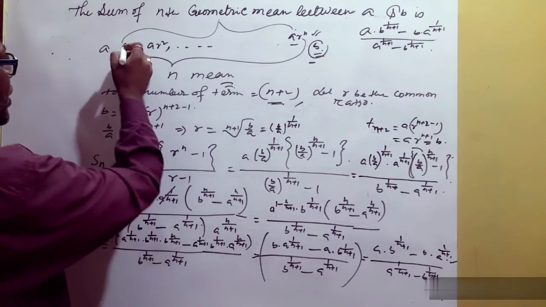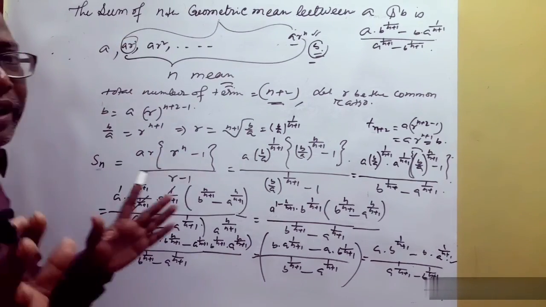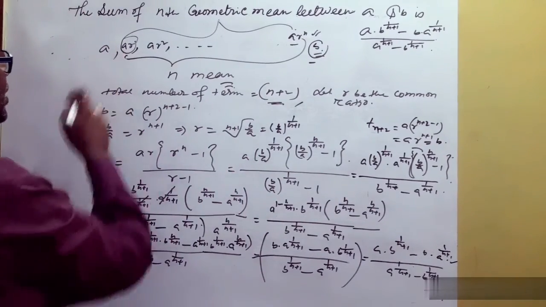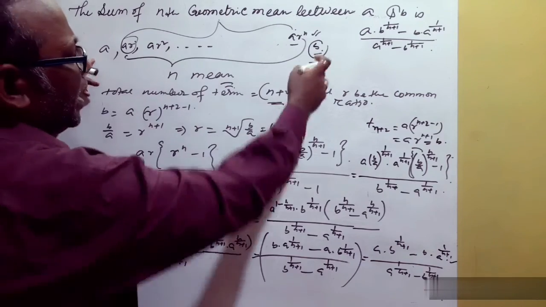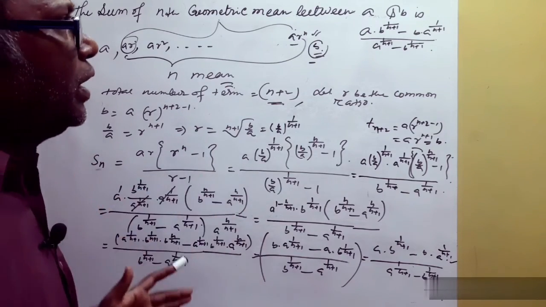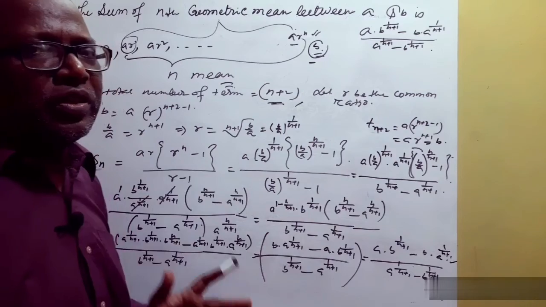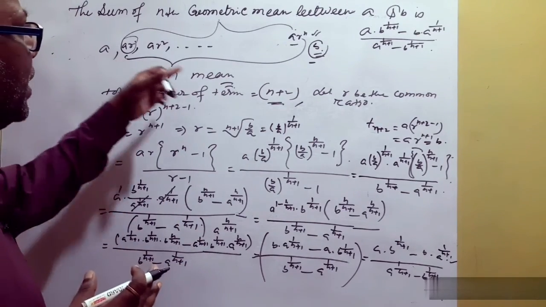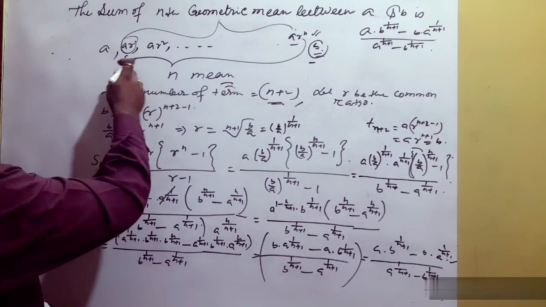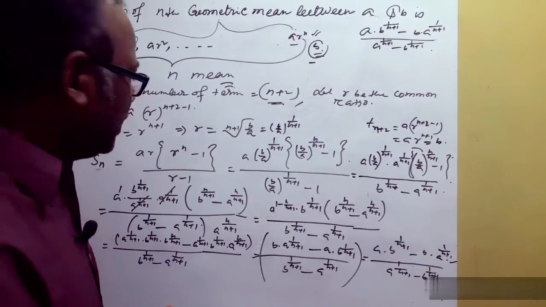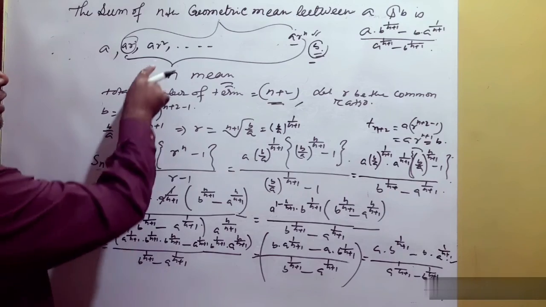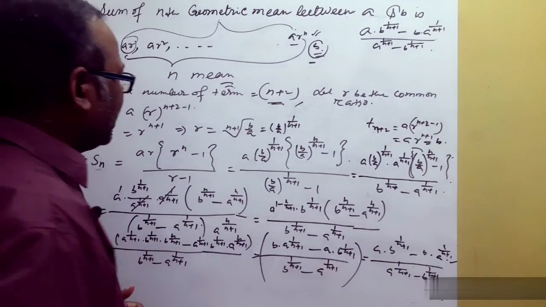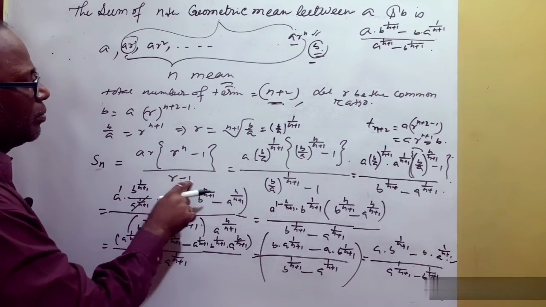This is for the sum of the means of this series. The first term of the series is a. Now we have to find the sum of the means, so for the means the first term here is ar, not a. The question is the sum of the geometric means, not from a, but from ar. In that case, ar is the first term of the progression of the means. The first term is ar and the ratio is r. The number of terms of the means is n. So the sum is ar times r to the power n minus 1 by r minus 1.